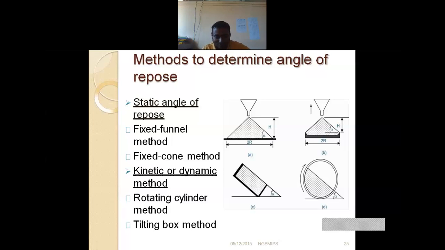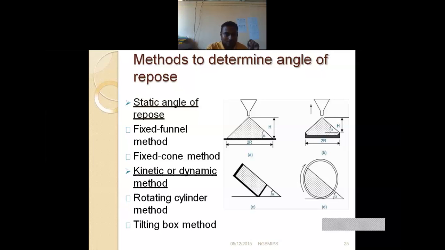Yes or no? So actually, the diagram, I didn't understand very well. You did not understand the diagram? Yes, sir. Okay, don't worry.